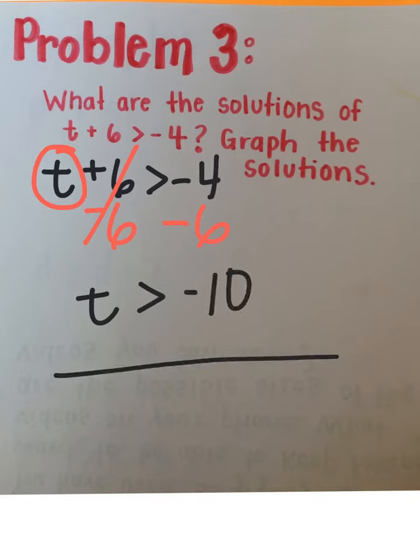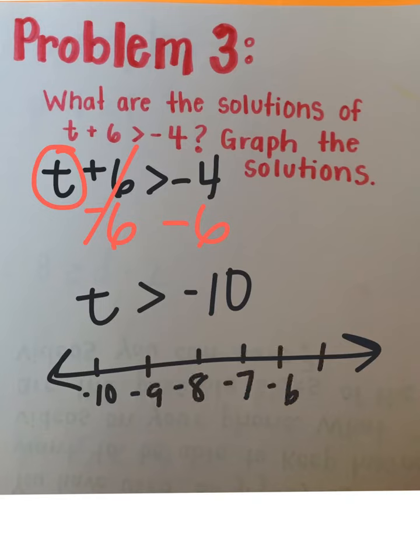If I want to graph that, I have to draw my number line. Okay, since t is greater than -10, I'm going to have an open circle above -10, and I'm going to go to the right on the number line.